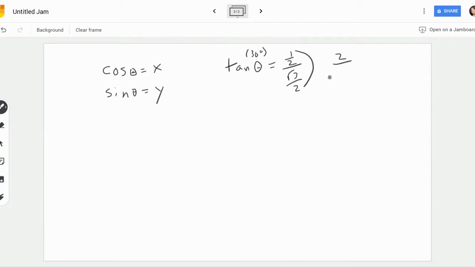You go 1 times 2 on the top, you go 2 and square root of 3. We don't like this. We're not supposed to. 2's cancel. We're supposed to fix it by rationalizing the denominator. So in order to do that, you would multiply by square root of 3 over square root of 3. This ends up getting a square root of 9 on the bottom, or just a 3. And the top is square root of 3. So you end up getting this for tangent.